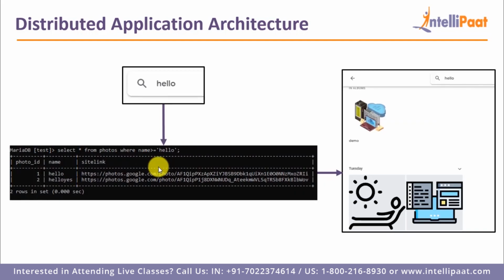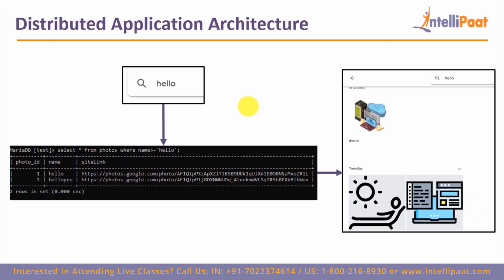Whenever you search anything on the search bar, I have two images named hello and hello yes. So I'm searching hello over here. You can see there is photo ID over here, 1 and 2. The names are hello and hello yes, and the site links are these. This is the site link for the first image, this is the site link for the second image, and the backend service retrieves this information and produces it over here. So this is how the front end, the backend and the database service are clubbed together.